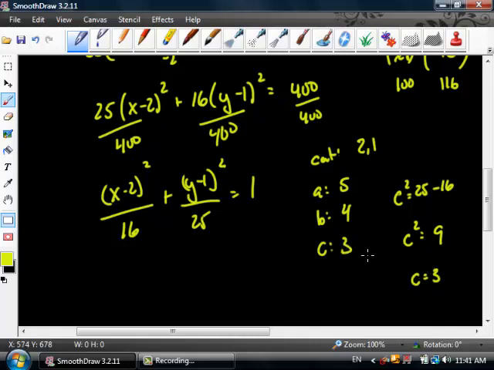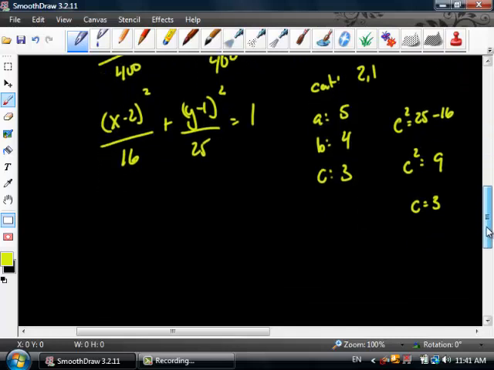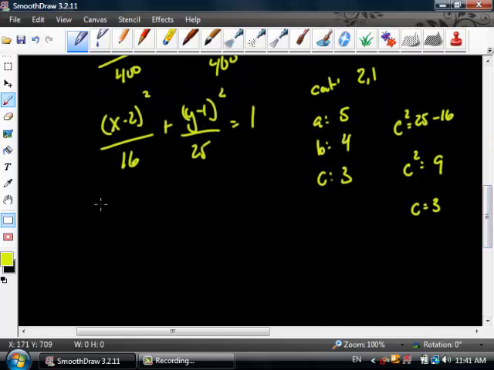Okay. All right. So now we have enough information to graph this thing. Let's see here. 2, 1. I'm going to travel, which way am I going to travel 5? Up and down or left and right? What do you think? Chris? Saida? Up and down 5, right?